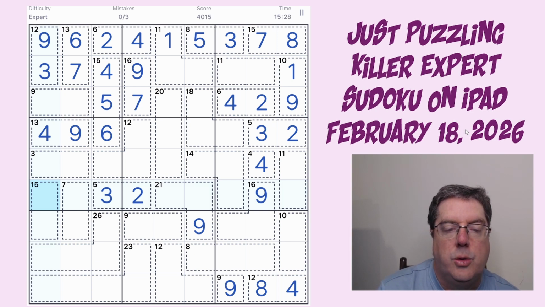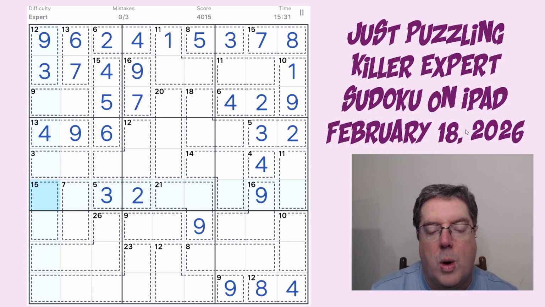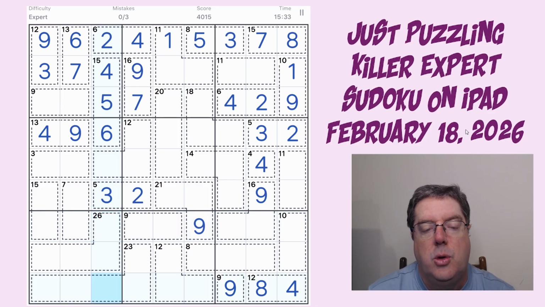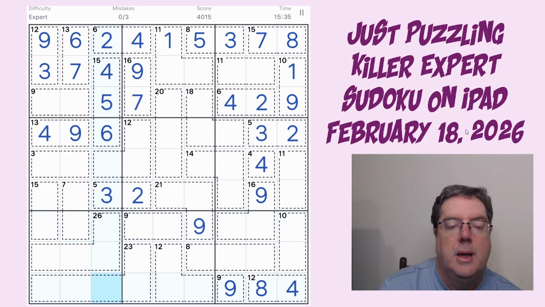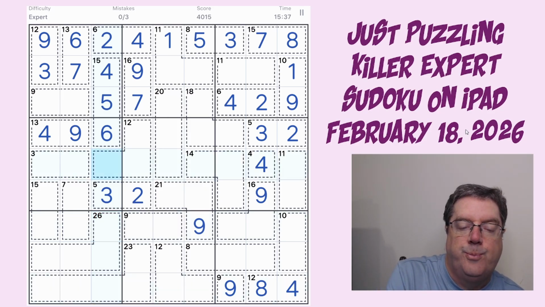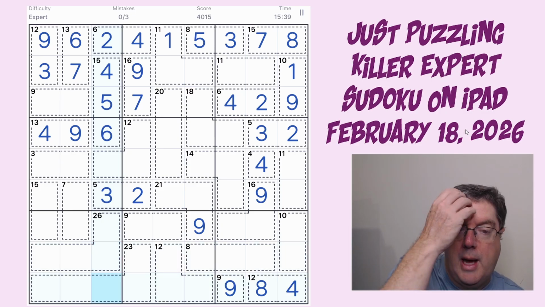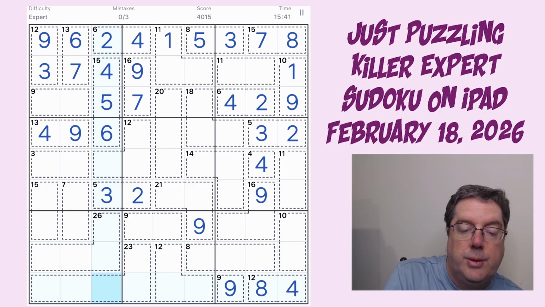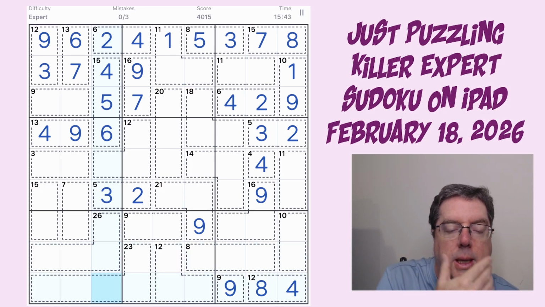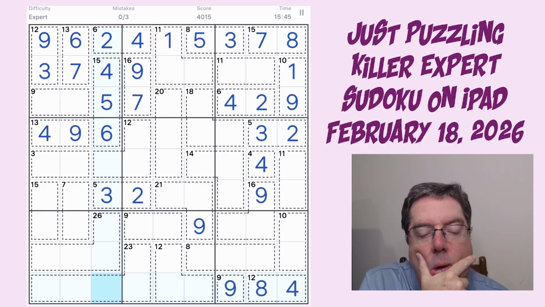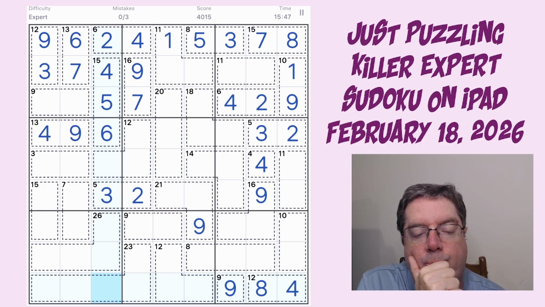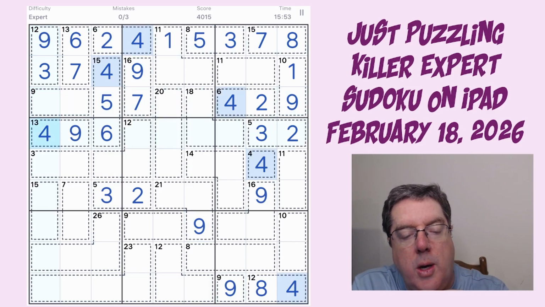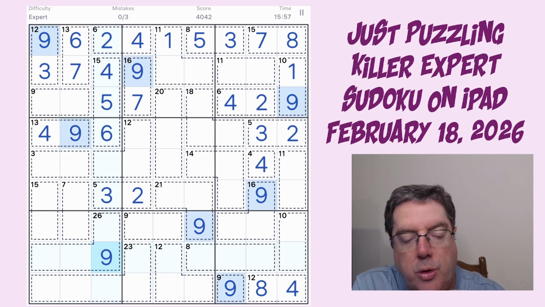1, 2, 1, 8. So 1 comes down here. 2, 3, 4, 5, 6, 7, 8 and 9. So 1 and 7 can be here. 8 and 9 cannot be there. So 9 comes down here, 9 comes across here. So by the rules of Sudoku, that's a 9.